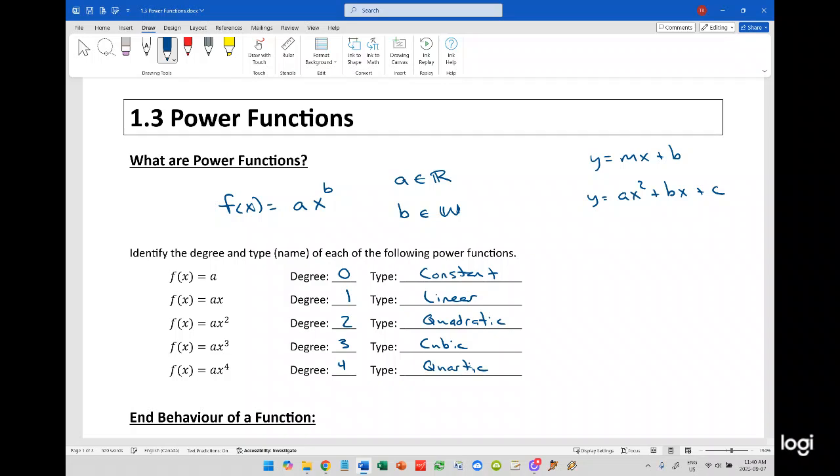And there's names for ax to the 5th and ax to the 6th and ax to the 7th as well, but we're not going to worry about calling them by specific names. We'll just say they're degree 5, 6, 7 functions, whatever they happen to be. We don't need to memorize special names for them.